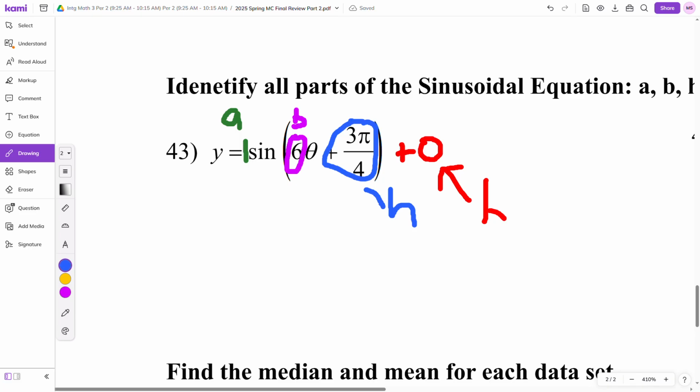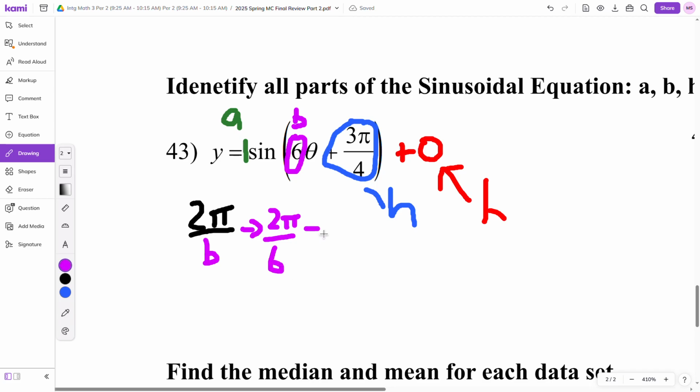It just shifts that left and right. And then the red one, K, shifts it up and down. So the question is, what is the period? And the answer is that it's 2 pi over B. So in this case, we get 2 pi over 6.